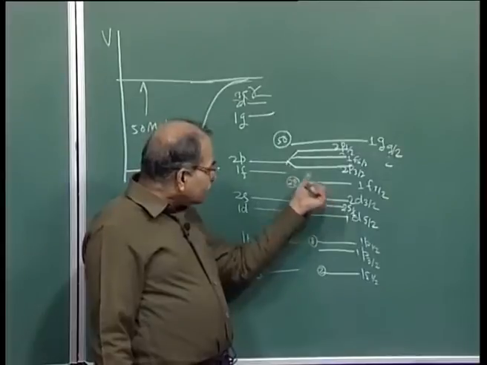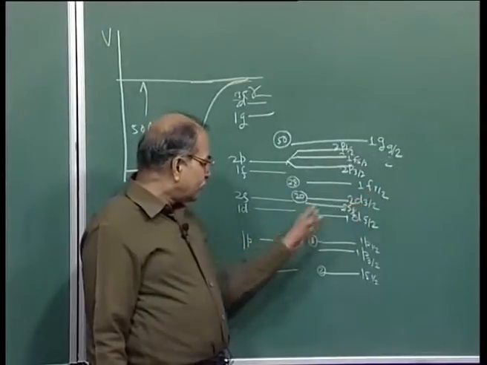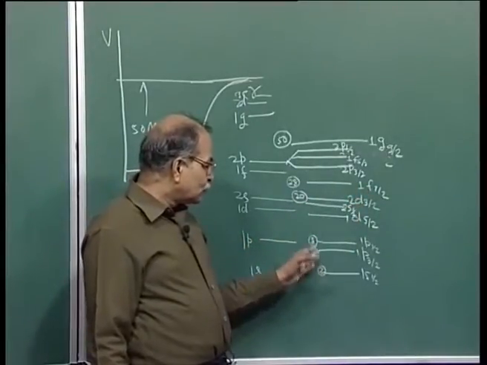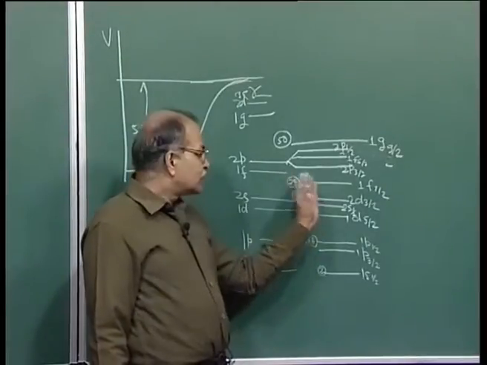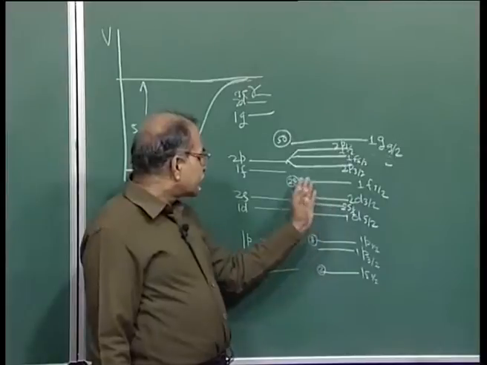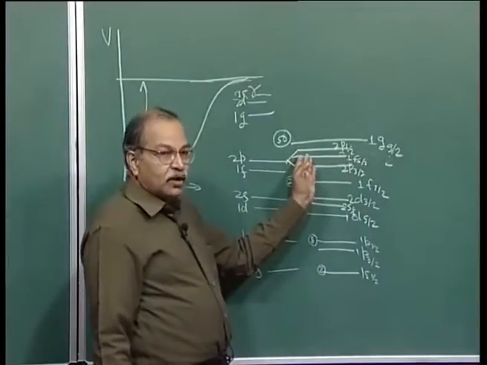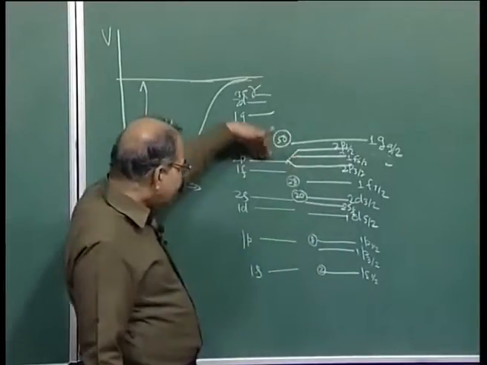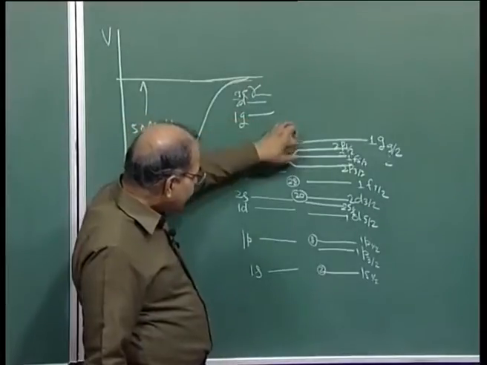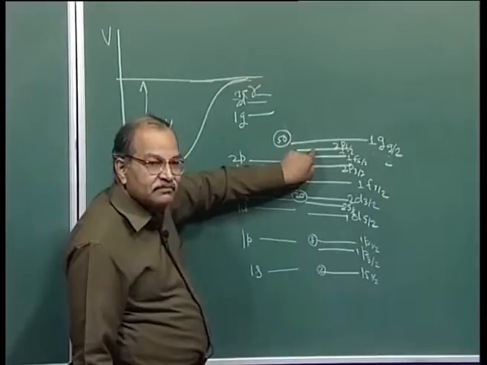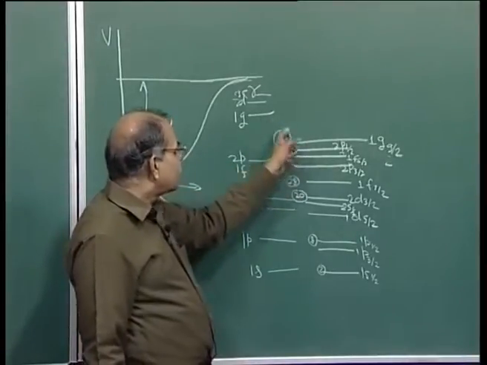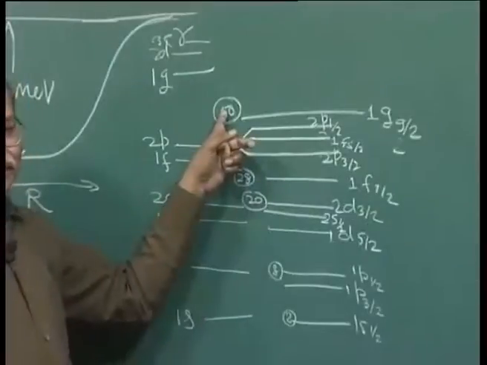f comes down, and you remember that this closes at 2, next magic number 8, next is 20, next is 28. So this 8 will be alone, and its corresponding 5 by 2 will go up, and this p will split in two parts, and this f is sandwiched between p half and p 3 half, and 1g comes from here, and you reach this 50 magic number.